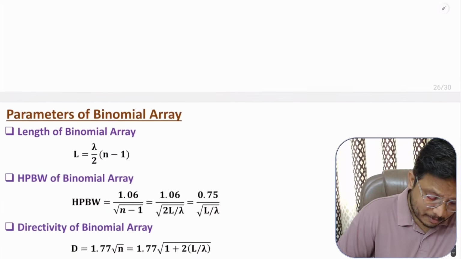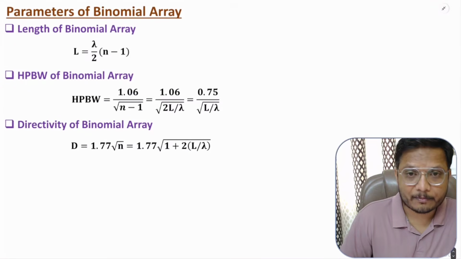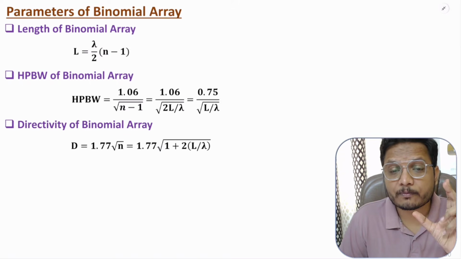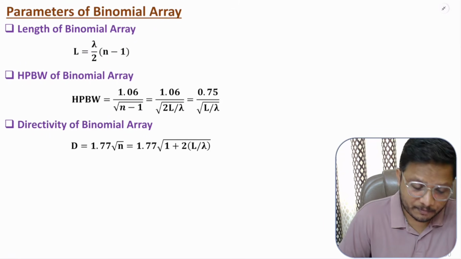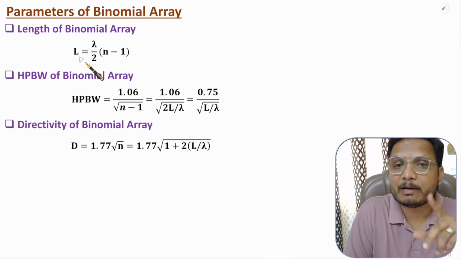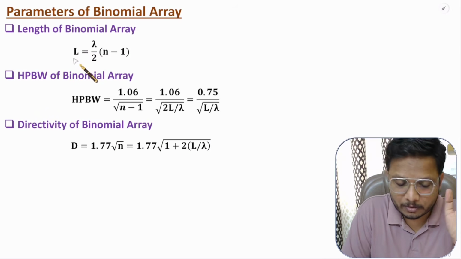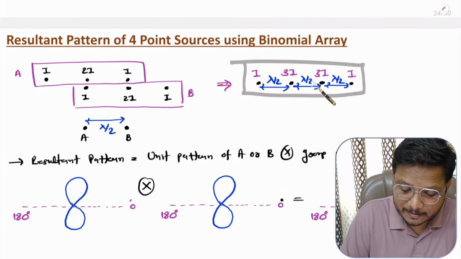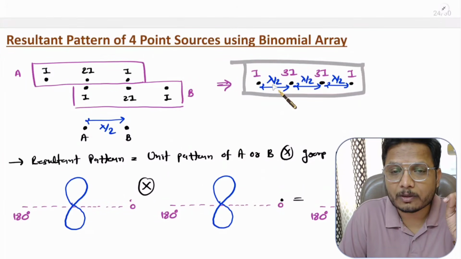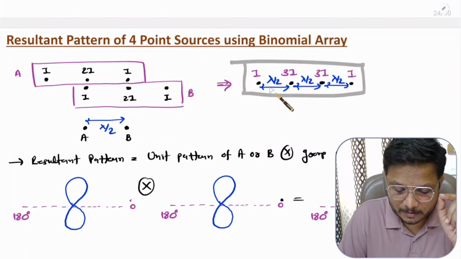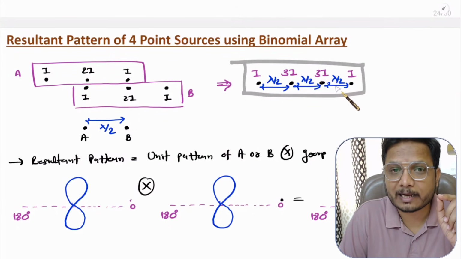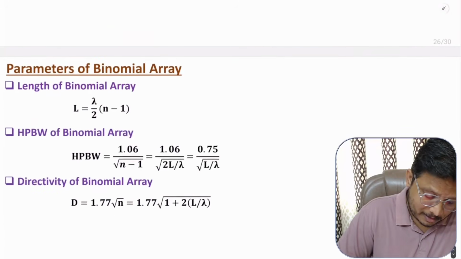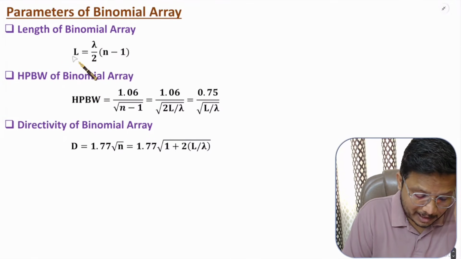Now let us discuss the parameters of a binomial array. So there can be a question like, what is the total length of a binomial array? If you want to calculate the total length, then the spacing between elements is lambda by 2. If you have 4 elements, then lambda by 2 into the number of elements minus 1. So lambda by 2 into n minus 1, that is the total length of the binomial array, right?